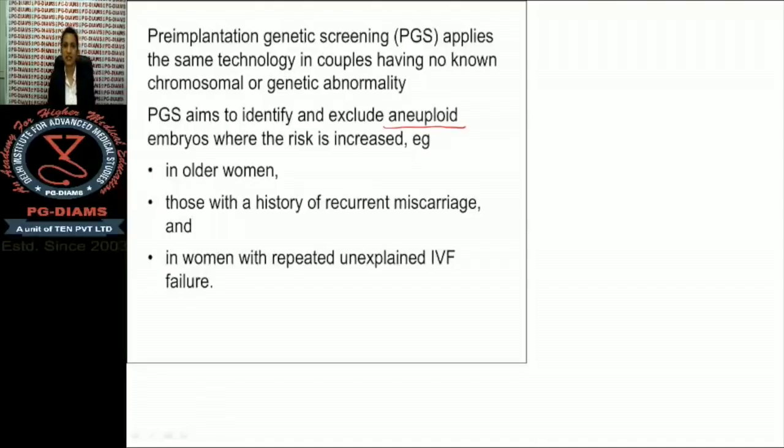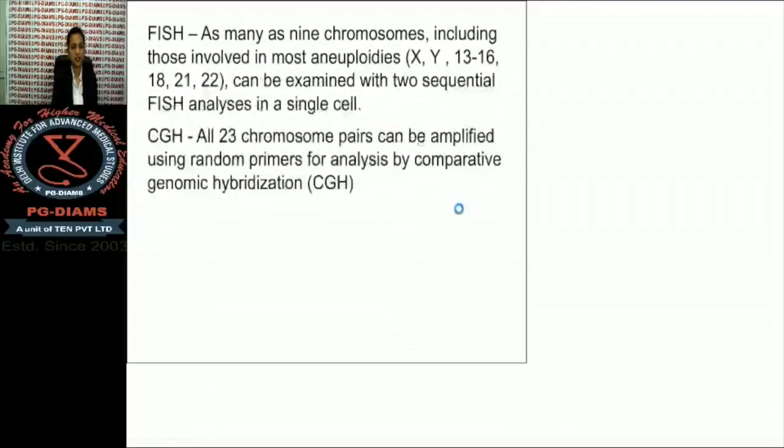The technology is same. You do IVF, you get embryos and you test the embryos with genetic testings. It is used in older women, those with history of recurrent miscarriage, where you tested for translocations but they did not have any translocations. And in women with repeated unexplained IVF failure. So these are the indications for doing pre-implantation genetic screening.